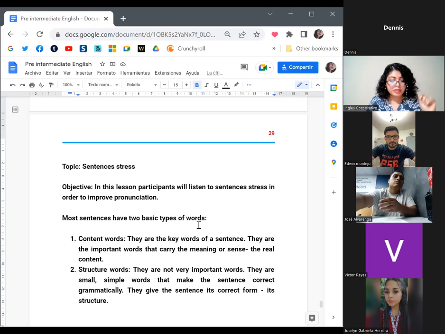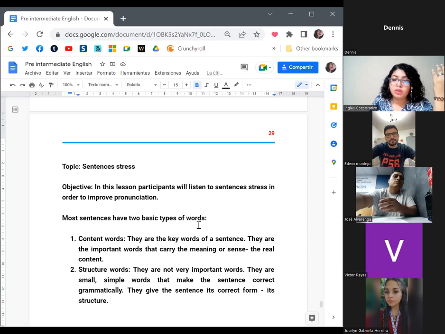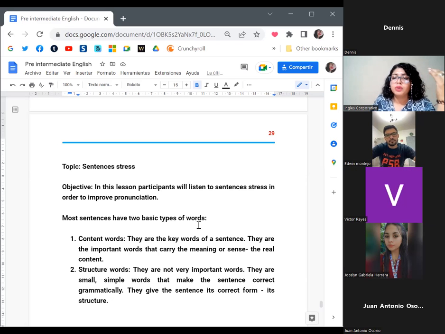It says, if you remove the structure words from a sentence, you will probably still understand the sentence. If you remove the content words from a sentence, you will not understand the sentence, or the sentence has no sense or meaning. Si retiramos las palabras de estructura, que son las no tan importantes, podemos llegar a entender una oración. Pero si quitamos las content words, lo más seguro es que no vayamos a entender de qué trata la oración.